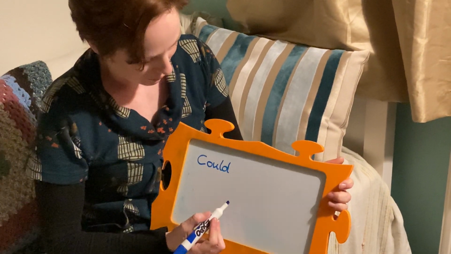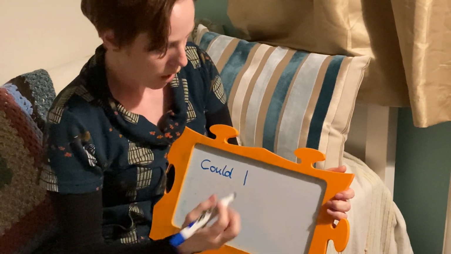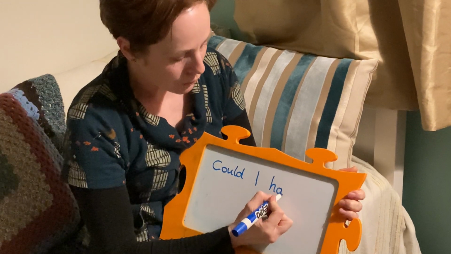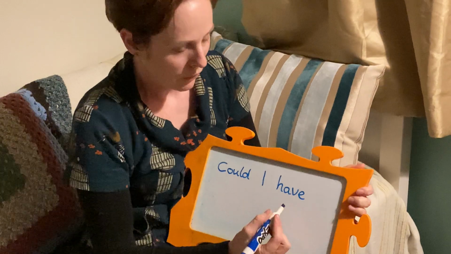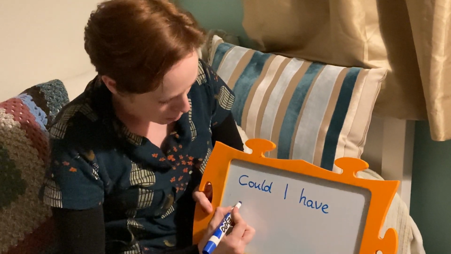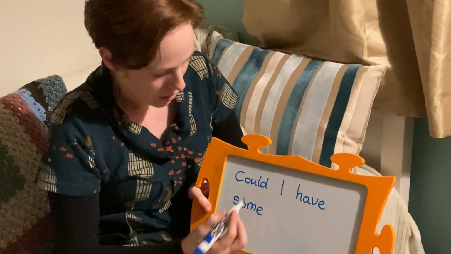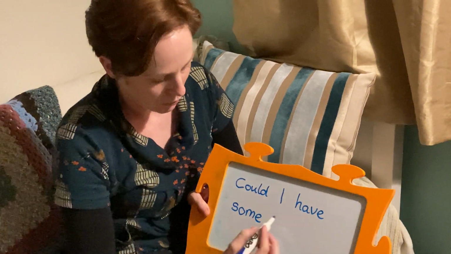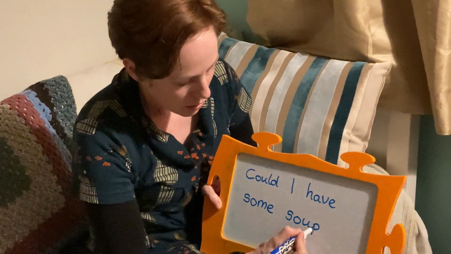The O-U-L-D pattern. Could. I, capital I, because it always is, capital I, wherever it is, if it's about you. Could I have, tricky spelling, because it's not split digraph with the capital A, it's just a sight word. Could I have, no room there, I'm going to come down here. Some, which is again a tricky spelling, one of your year 1 words that you have to learn. Could I have, look at my finger spaces, they're nice, aren't they? Could I have some, finger space again, soup.